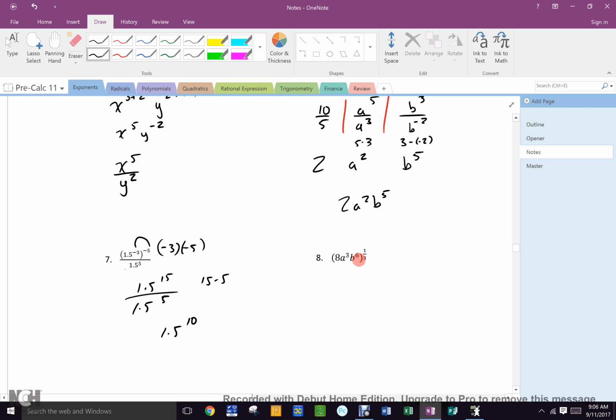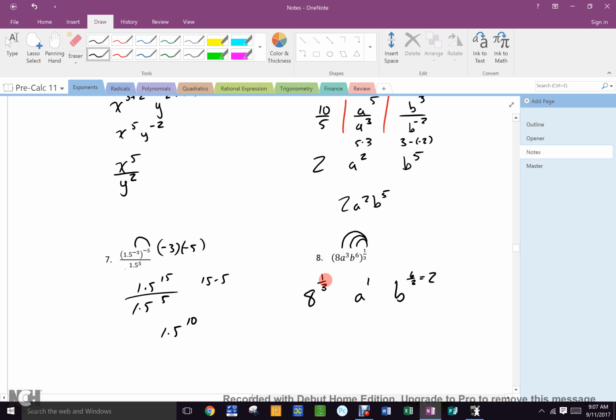What's weird over here? A rational exponent. Is the 8 part of the base? So what do we know about that exponent? Where does it go? Everywhere. So when it gets to the 8, I'm going to have 8 to the 1/3, aren't I? And when it gets to the a, I'm going to have a. What's 3 times 1/3? 1. I've got a to the 1. And b to the what? 6 over 3, which is the same as 2, correct?